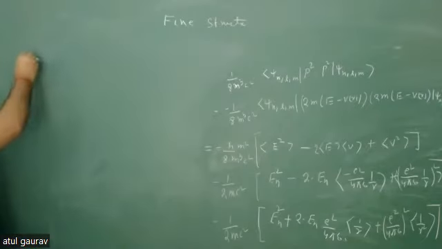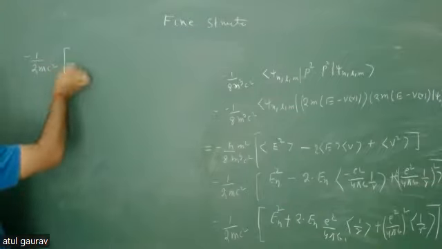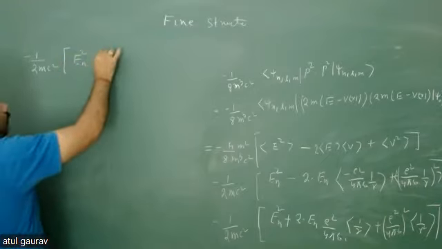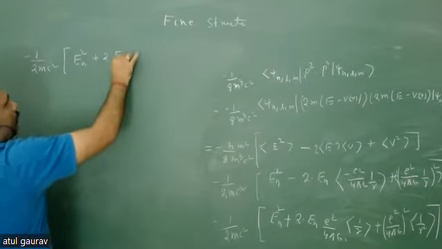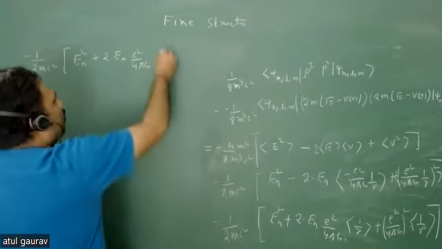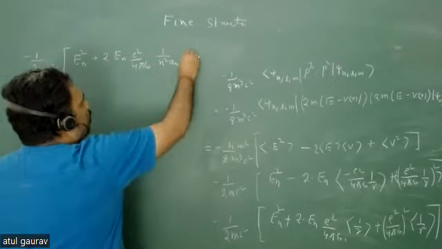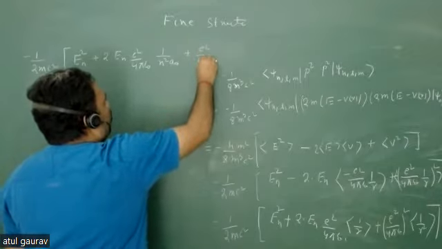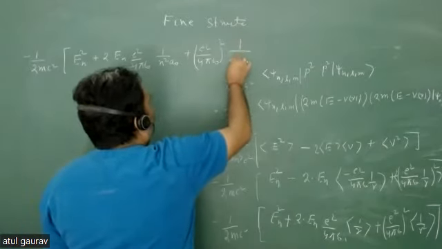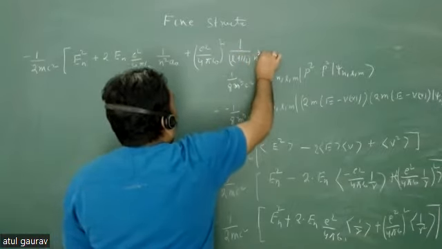So let me give you the final answer. So you have minus 1 upon 2 MC square, and you have EN square, and plus 2 times EN E square by 4 pi epsilon naught, and 1 by R is equal to what? 1 upon N square A naught, and plus you have E square by 4 pi epsilon naught whole square, and 1 by R square is equal to 1 upon L plus half N cube A naught.